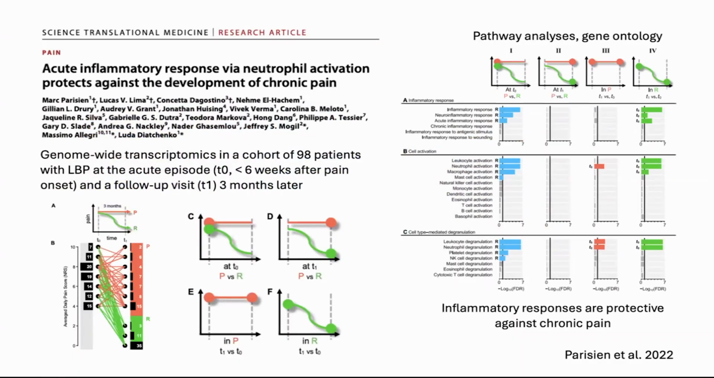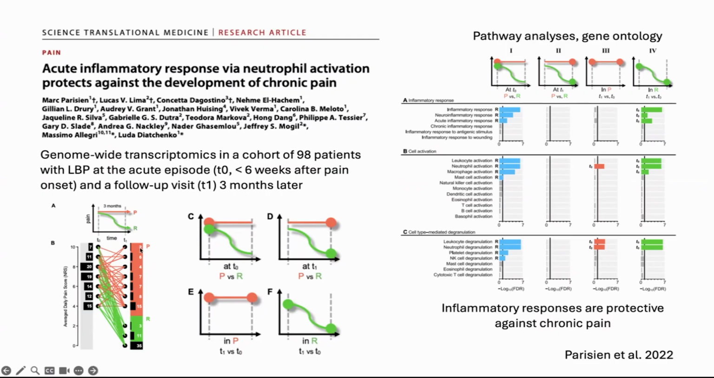So I wanted to share this study with you because it's relatively recent and it's been quite discussed in the pain community. And if true and replicated, it has very important implications for clinical practice. This study was conducted by the group of Luda Diachenko from McGill University, and they collected a sample of about 100 patients with low back pain during an acute pain episode. They defined this as basically recruiting these patients at least up to 6 weeks after pain onset. And then these patients actually returned for a follow-up visit about 3 months later.